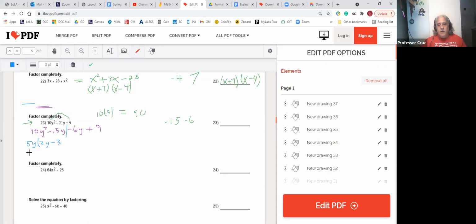5y times 2y is 10y squared. 5y times negative 3 is negative 15y. Bring down that sign. Look for the greatest common factor, which is just 3. And then that's going to be negative 3 into negative 6 goes 2y times negative 3 into positive 9 goes negative 3 times. There's your repeating one there.